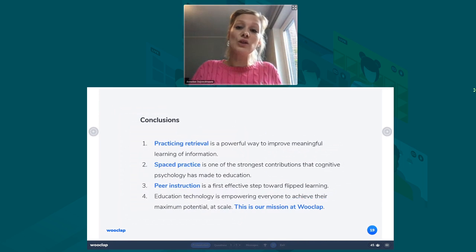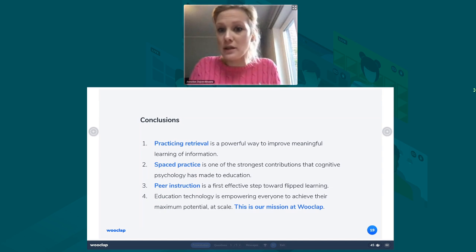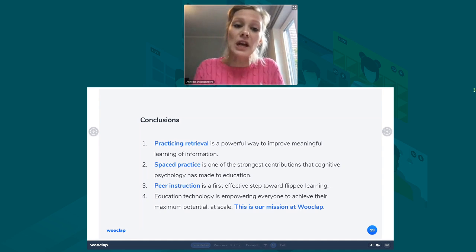So this brings me to our conclusions. Tests are most often used for assessment purposes, but the act of retrieval itself strengthens memory, so making information easier to remember later. Practicing retrieval is a powerful way to improve meaningful learning of information and is relatively easy to implement in the classroom. We also know that the benefit of spaced practice to learning is undeniable, one of the strongest contributions that cognitive psychology has made to education, and spaced practice is ready to be implemented in the classroom and at home or at distance.